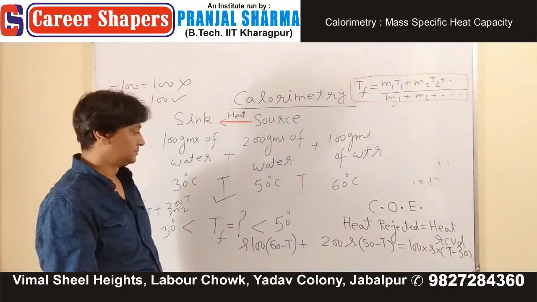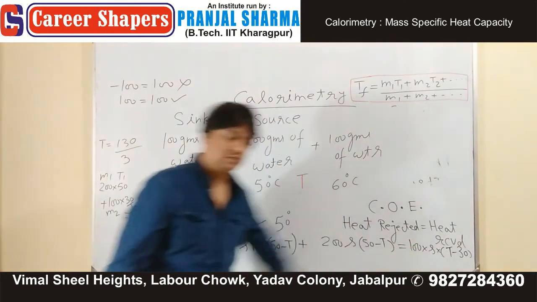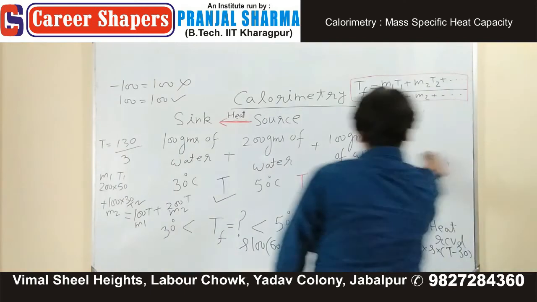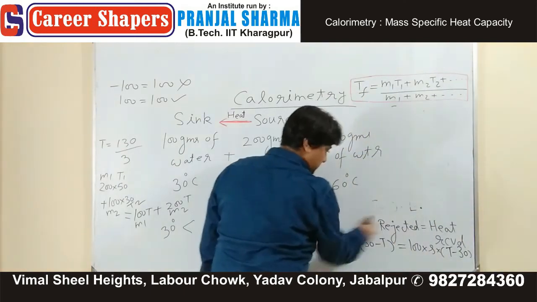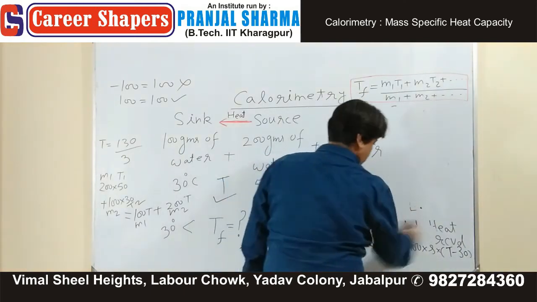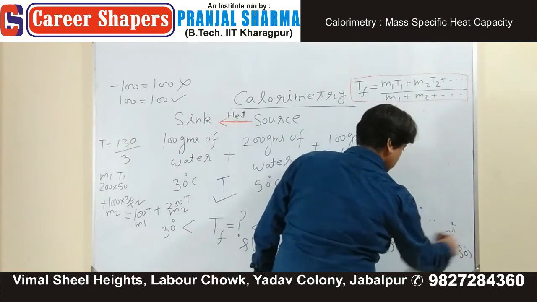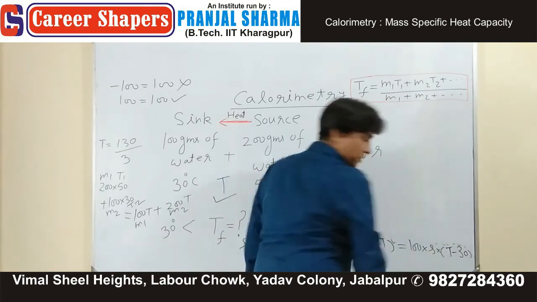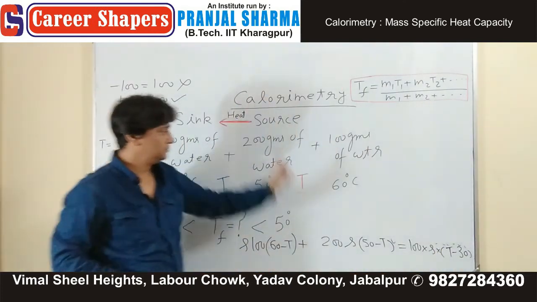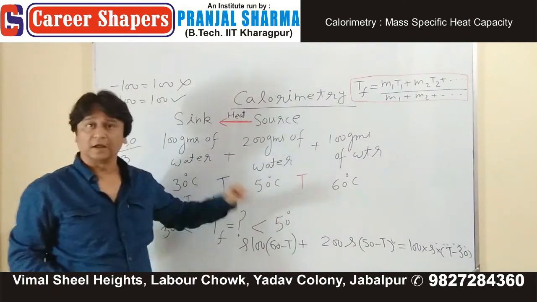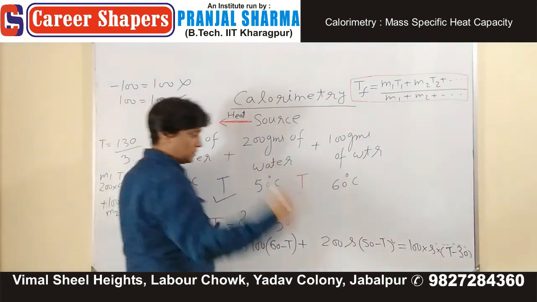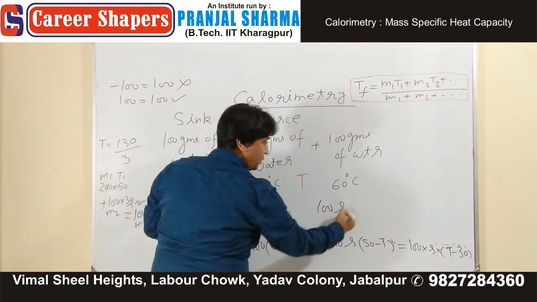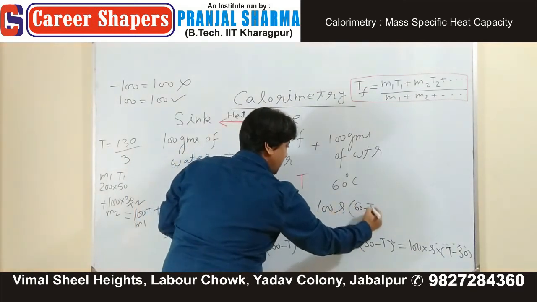That's how the equation appears. But if you decide that we'll go for this T between 60 and 50, then you will be writing what? This is the source, 100 into S, 60 minus T.